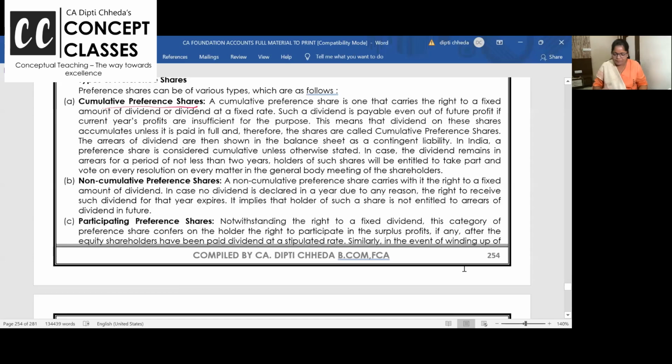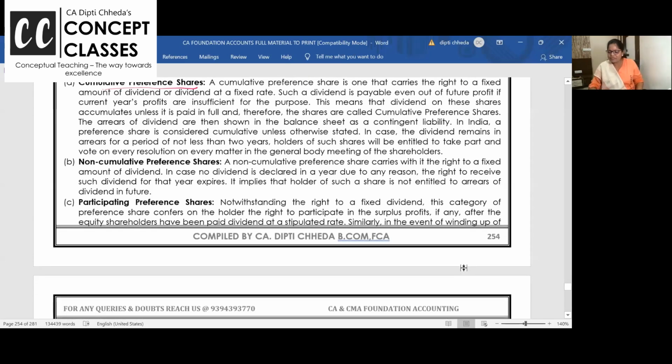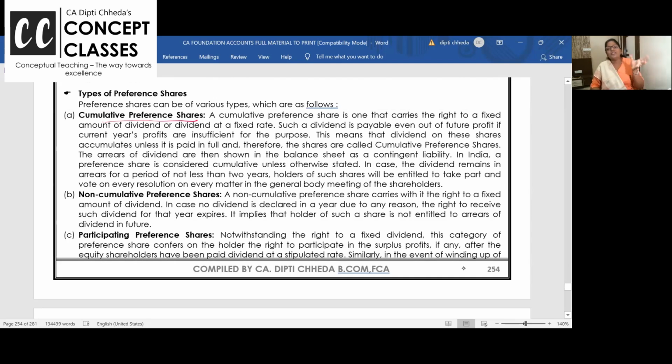Okay, let us check out. Cumulative preference shares are preference shares on which you have not paid dividend. So it will accumulate. You know the grammatical meaning of accumulate, and so you will pay it. Meaning next year. So suppose I have issued 1 lakh preference shares at the rate of 10 each, 10%. This time I am not paying, next time I will pay 2 years dividend if they are cumulative.